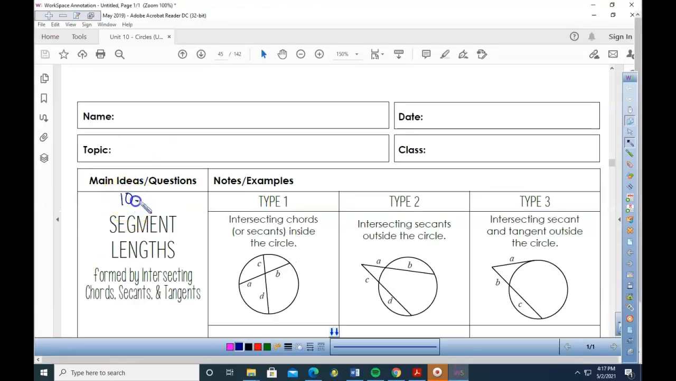Segment lengths. Actually, 10.3b. Let's go. That's what we'll call it. That's its new name now.